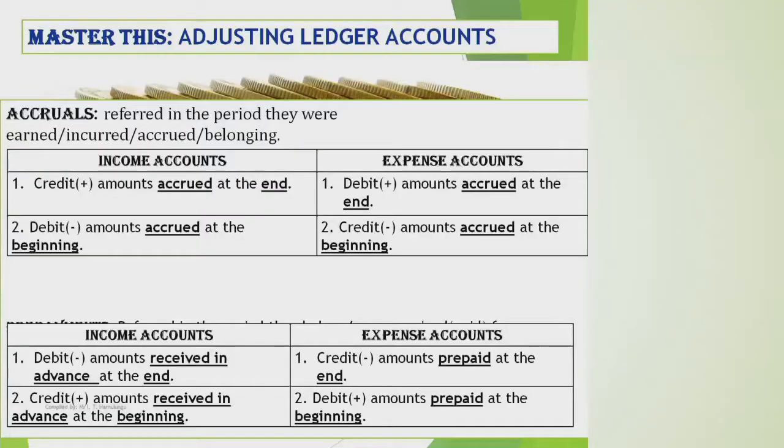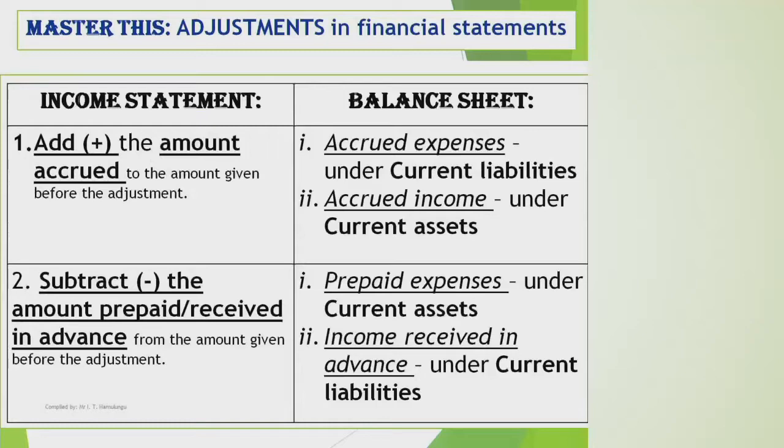Okay, so this is very good. You should master this when you are dealing with a ledger now. Accrued refers to the period they were incurred during, belonging to the income account. All right, expenses are amounts, and so on. You should read this.